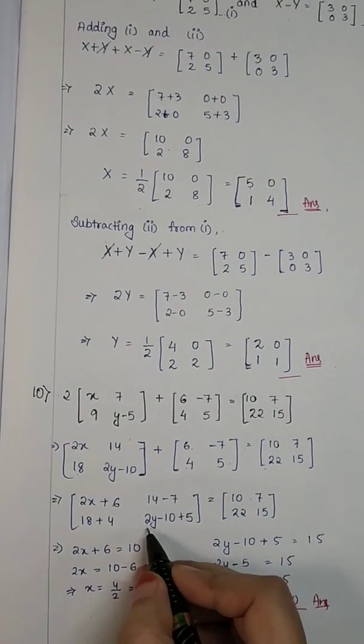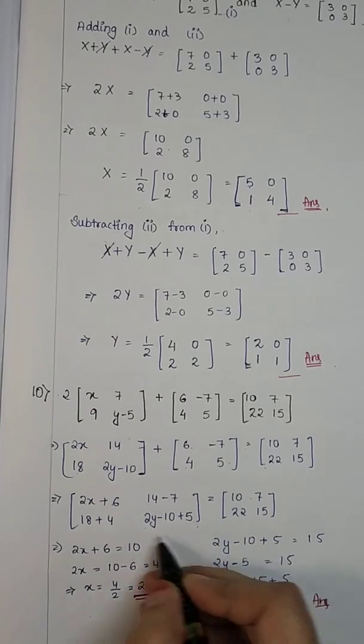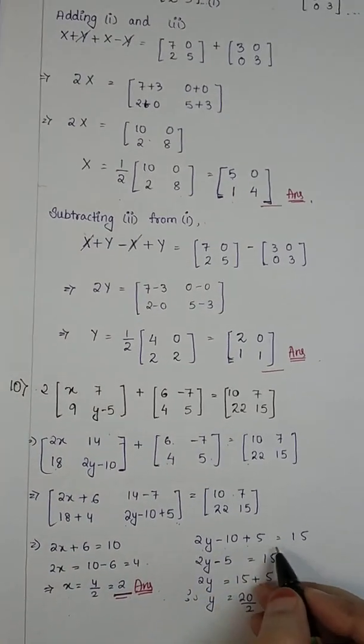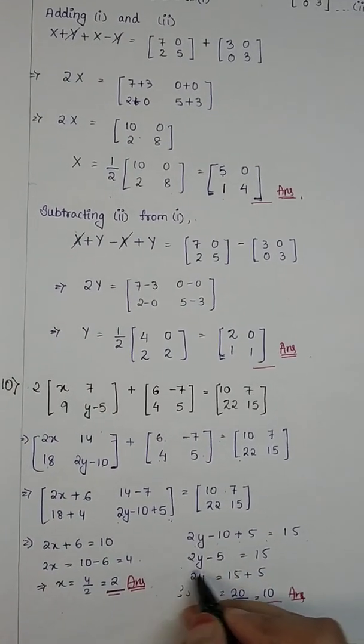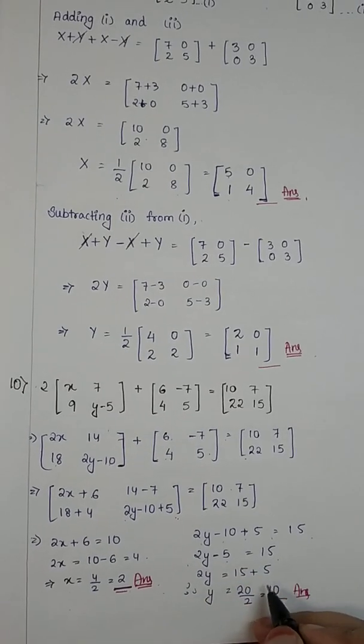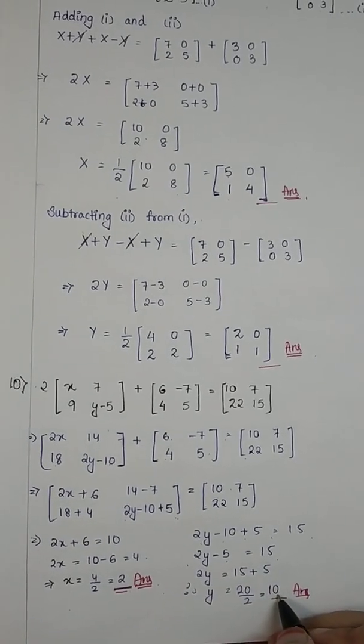We'll solve it out. We get the value of x is equal to 2. So that's your answer. Now for finding the value of y, we will write this equation. 2y minus 10 plus 5 is equal to 15. So 2y minus 5 is equal to 15. So y is equal to 20 by 2, that is 10.